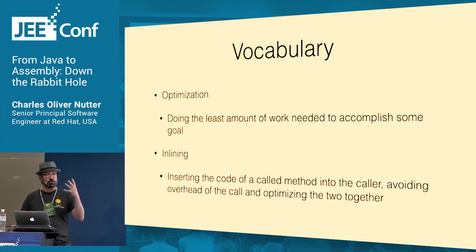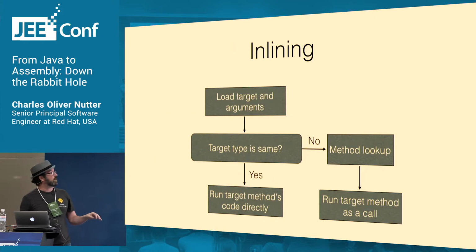This is where we take two methods and combine them into one. If it turns out we're always calling the same method, well, let's not actually do a call. Let's just take that method's code, stick it in the original place, and run it as if it were all together. So a little bit more graphically, inlining here.